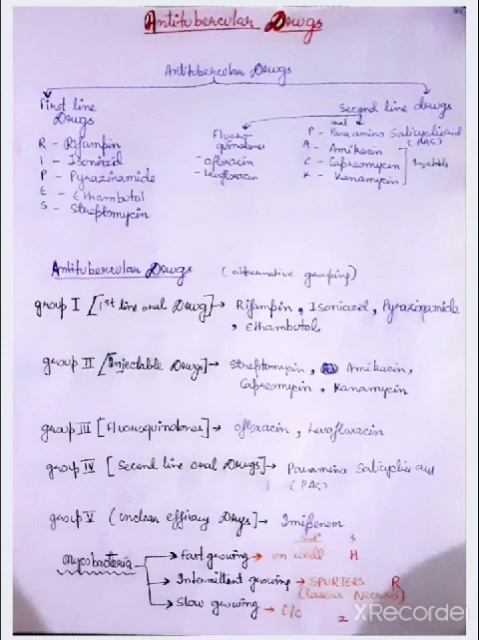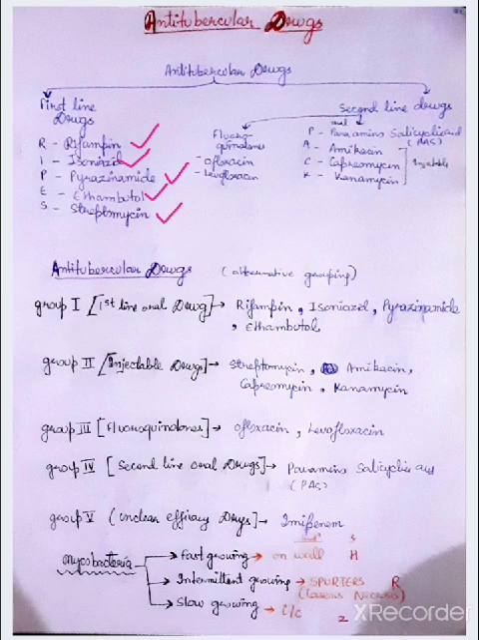Hello everyone. Now we will start the anti-tubercular drugs. Firstly, we'll do the first line drugs, and these are Rifampicin, Isoniazid, Pyrazinamide, Ethambutol, and Streptomycin.